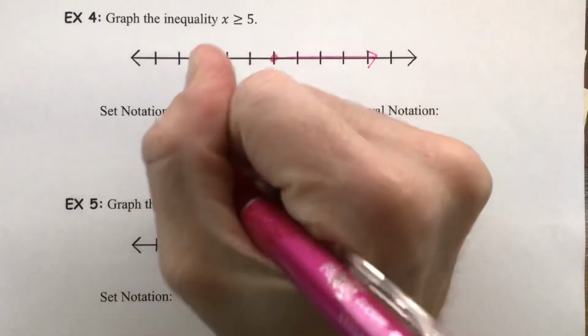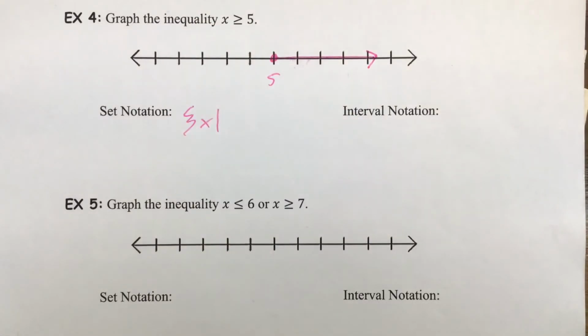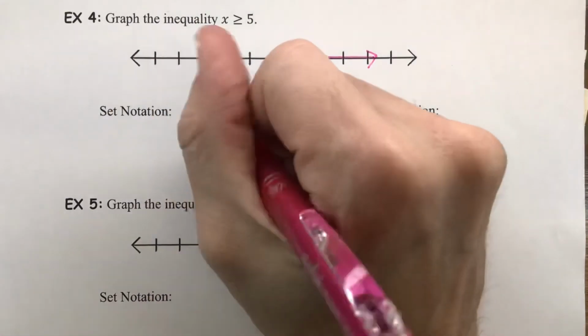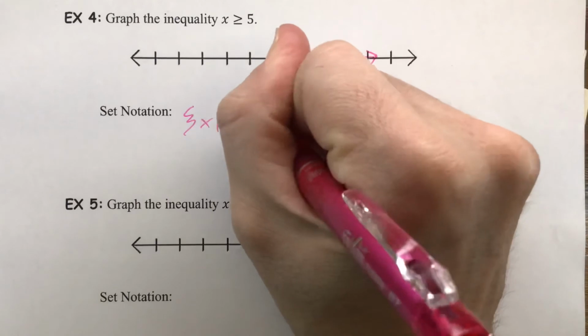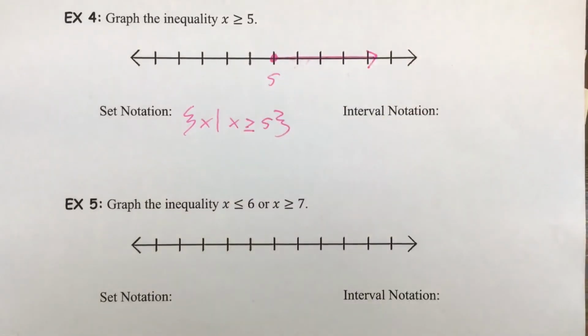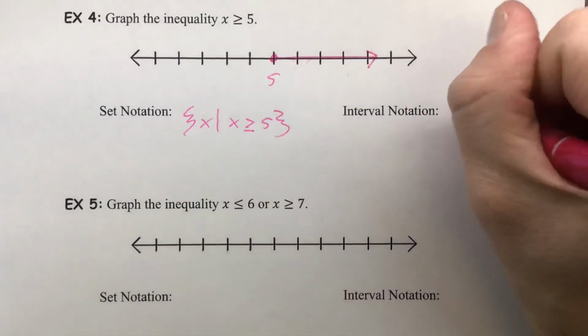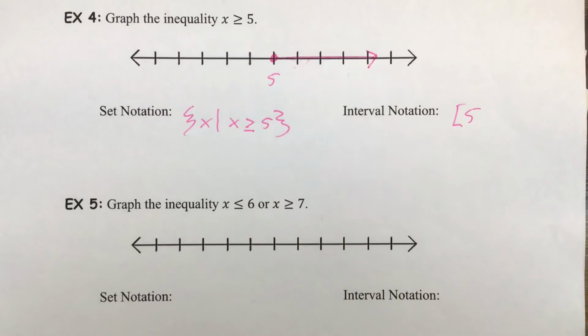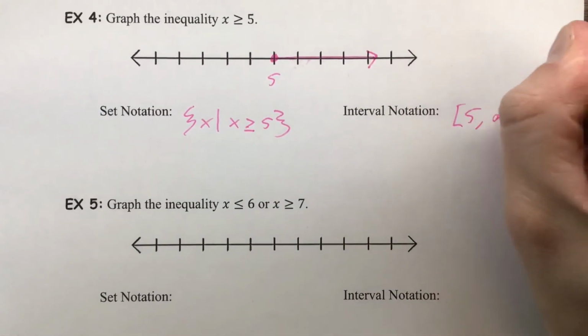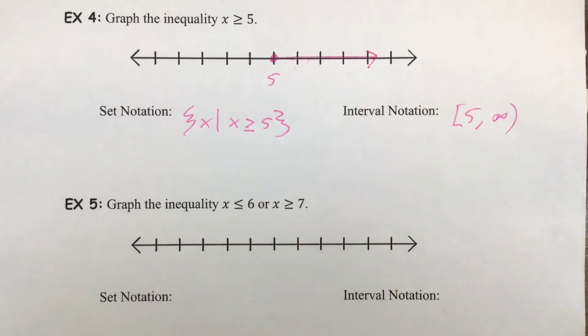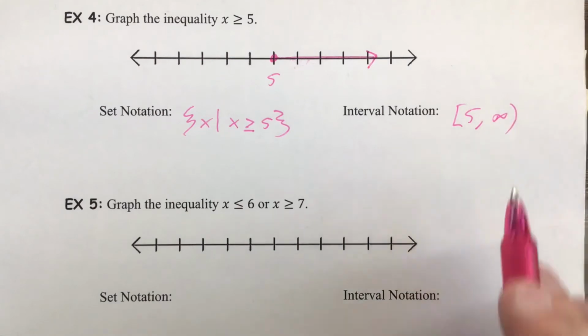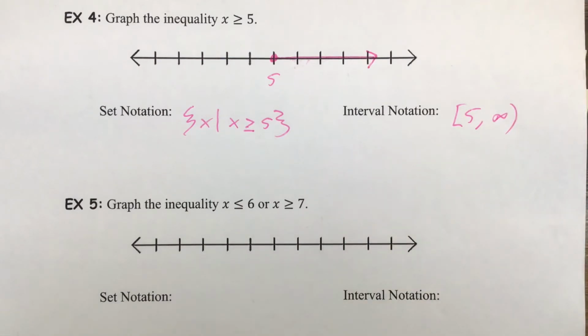It's going to be the set of x's such that x is greater than or equal to 5. Interval notation, we have a lowest value of 5, and it can be 5, so it's going to be a bracket with 5, and it goes on to infinity, which for infinity, you use an open interval because it is not a defined endpoint.